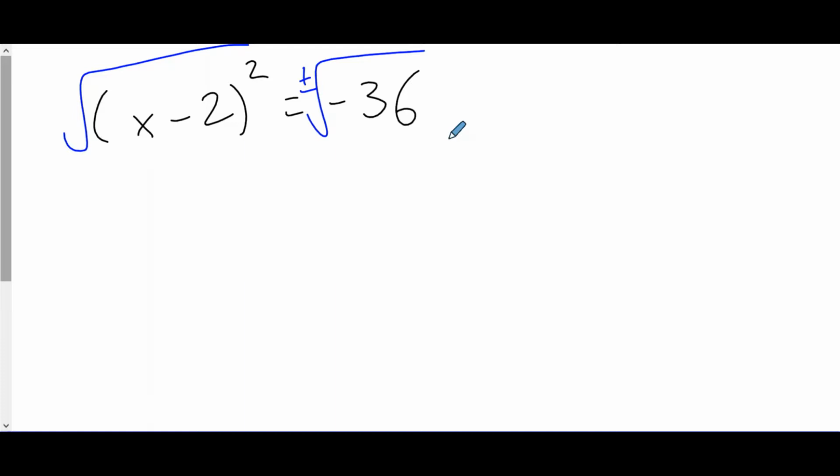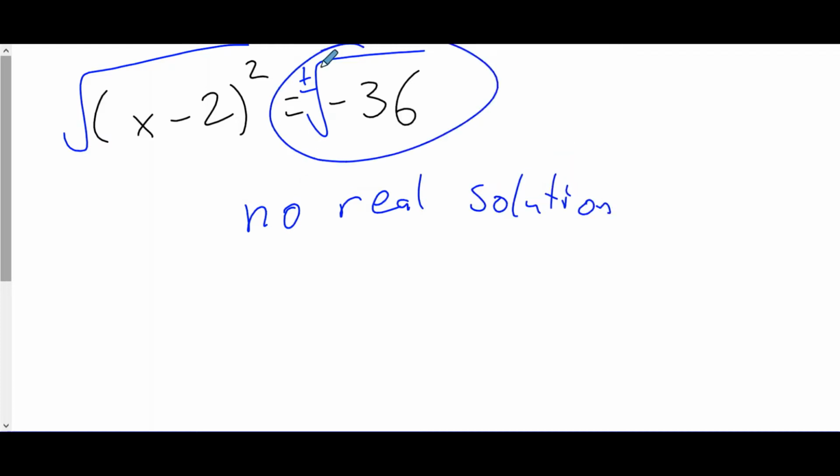Hopefully you remembered we can't take the square root of a negative number because no number squared can be negative. So as soon as I see that I'm taking the square root of a negative number, this is going to be no real solution because I can't take the square root of a negative. You can also write undefined.